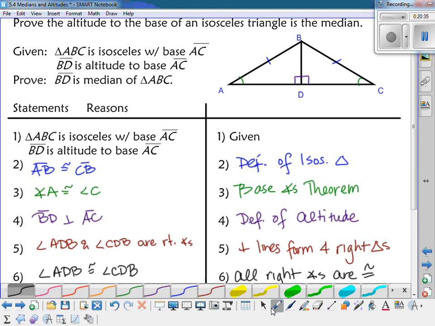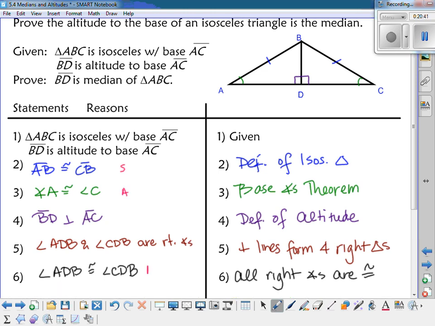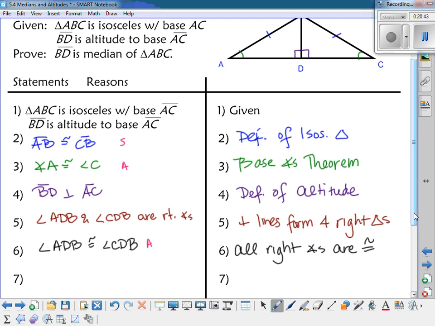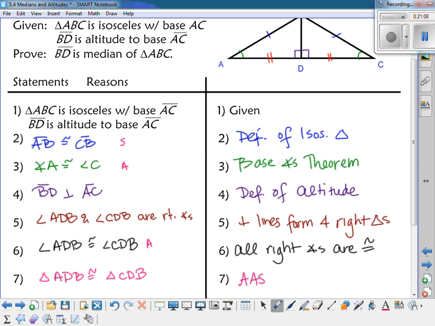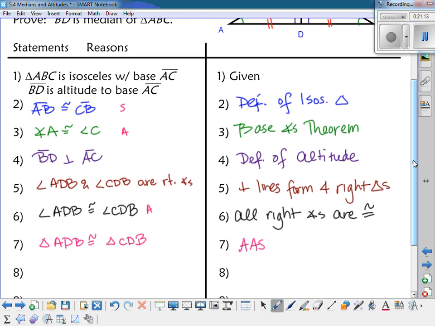So now I have enough. I've got my side here, I've got an angle here, and I've got an angle here. So by angle, angle, side, I can say that triangle ADB is congruent to triangle CDB. And if my triangles are congruent, then all the corresponding parts are congruent. And so remember, we were trying to show that BD was a median, so the ones that I want to be congruent are down here. Now that I've said the triangles are congruent, I can say those two segments are congruent by CPCTC.